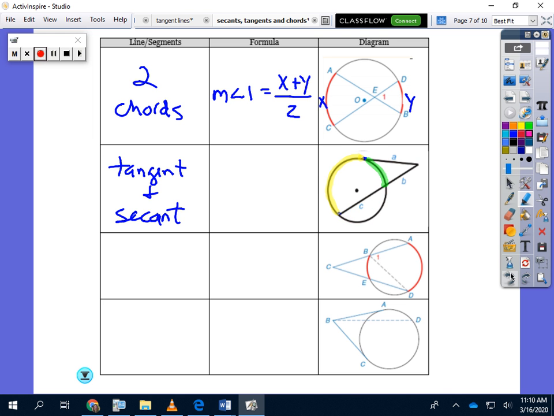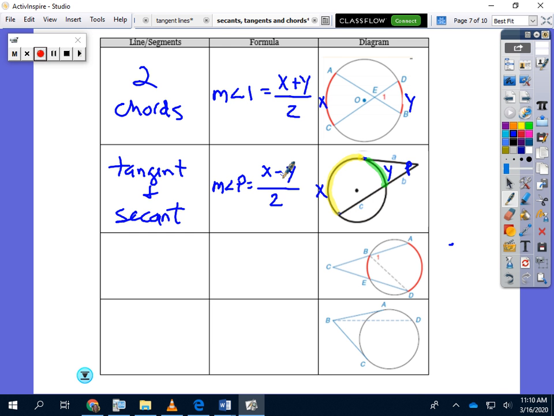Well, this formula that I'm about to give you works if I know these two arcs, and then I'm solving for this angle. Let's call this P. So to find the measure of angle P, I'm going to take the difference of these two arcs. So the outer arc X minus Y, divided by 2. Instead of adding them, I'm subtracting them.